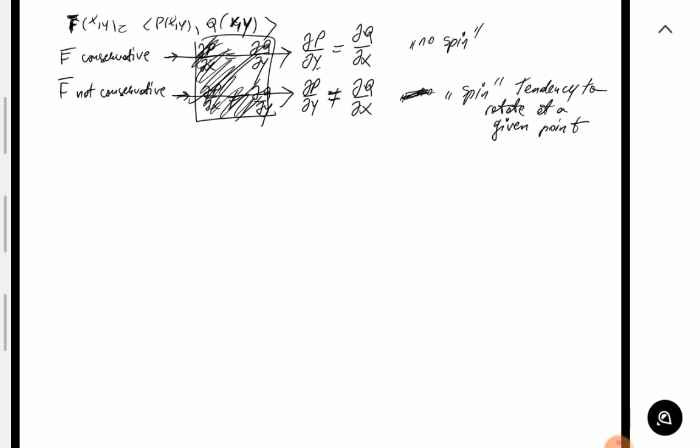So for that reason, a vector field that is conservative is also called irrotational, because there is no tendency to rotate or to spin around that point. And so let's actually illustrate this, like I said, with a simple example. Suppose, for example, that we have a very regular river, regular in the sense that we can illustrate the current in the river with some very simple vectors.